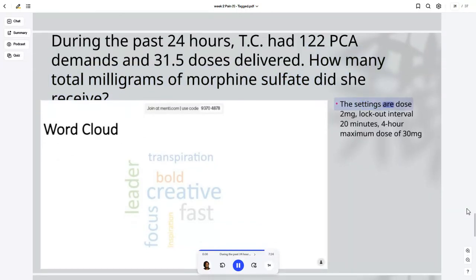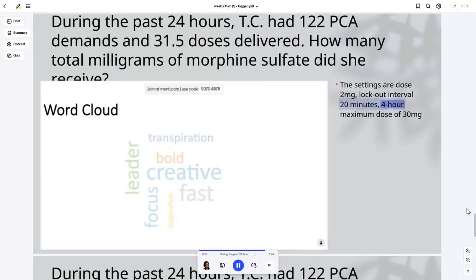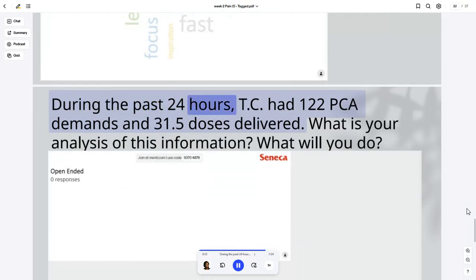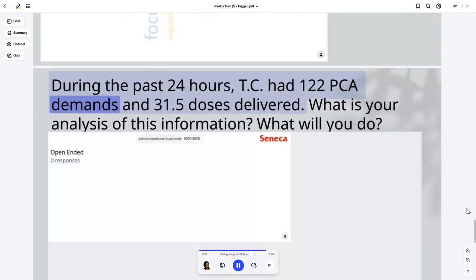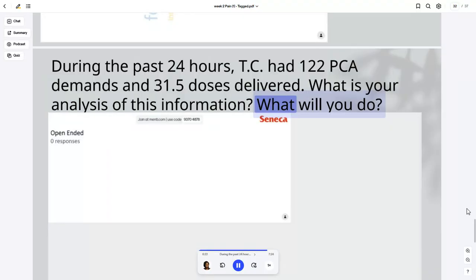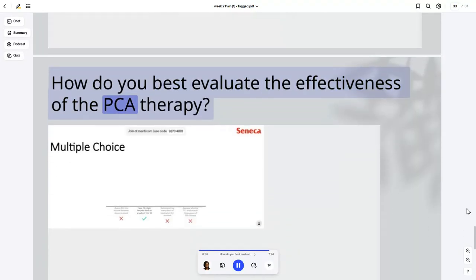The settings are dose 2 milligrams, lockout interval 20 minutes, 4-hour maximum dose of 30 milligrams. During the past 24 hours, TC had 122 PCA demands and 31.5 doses delivered. What is your analysis of this information? What will you do? How do you best evaluate the effectiveness of the PCA therapy?